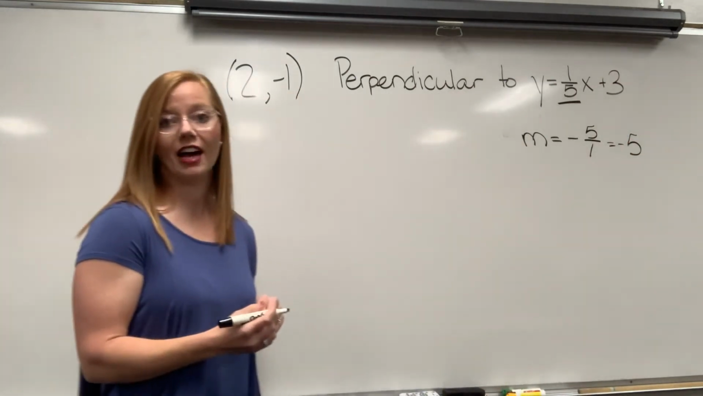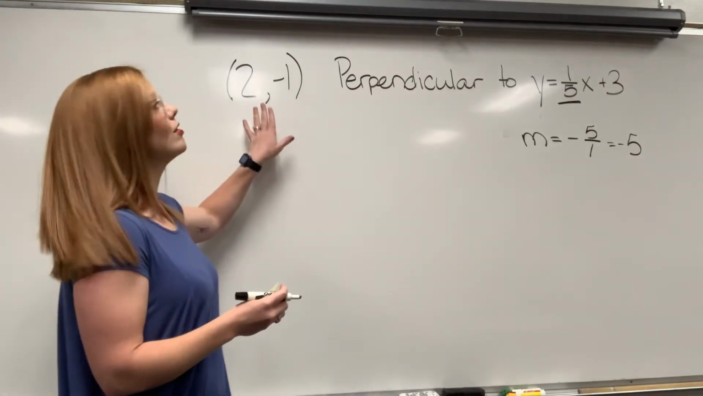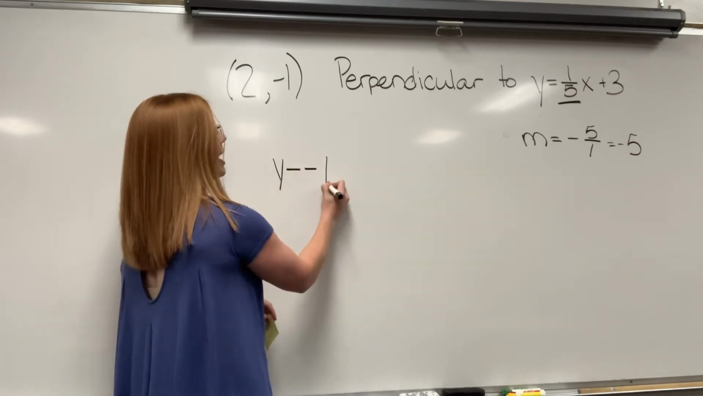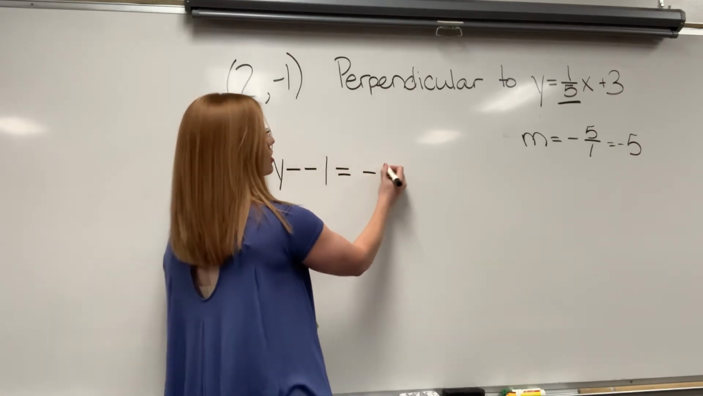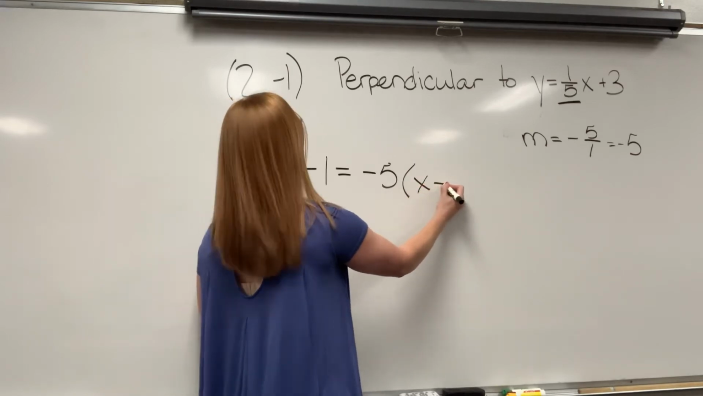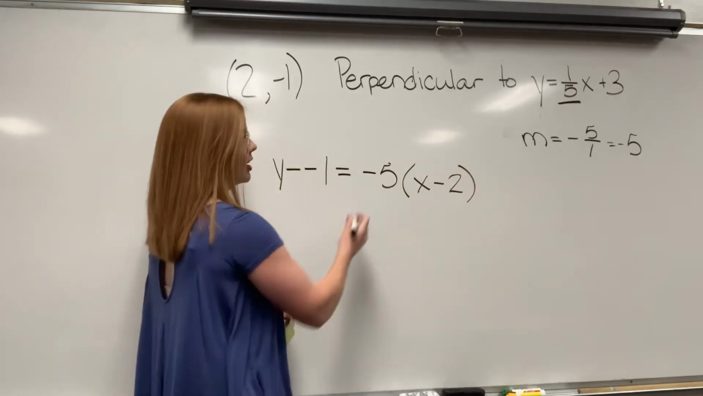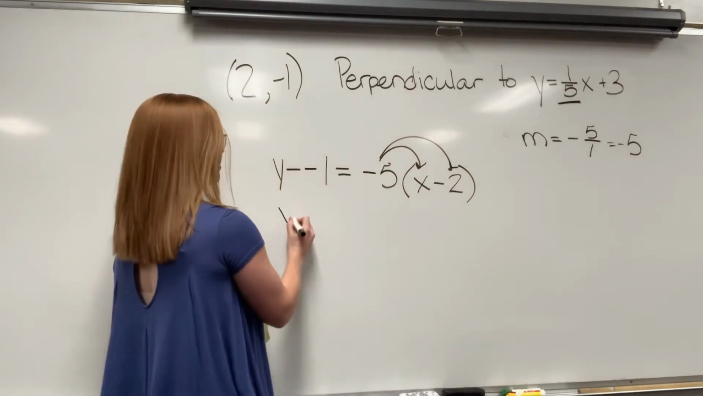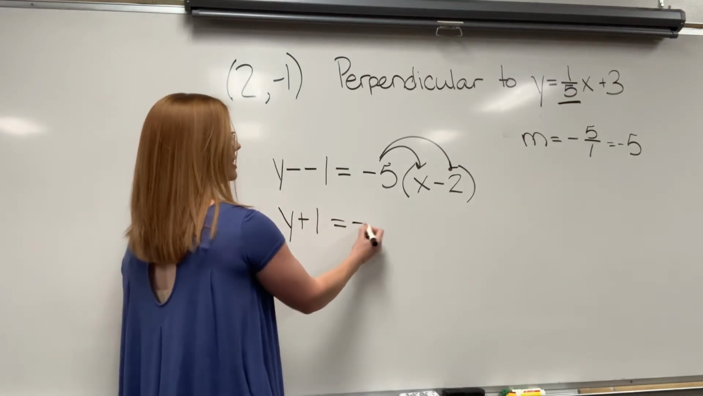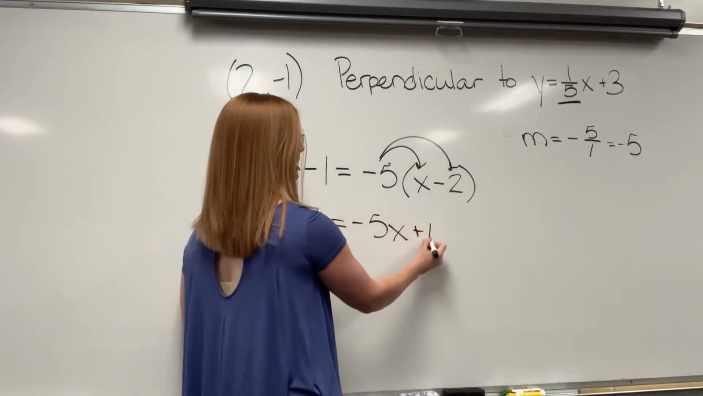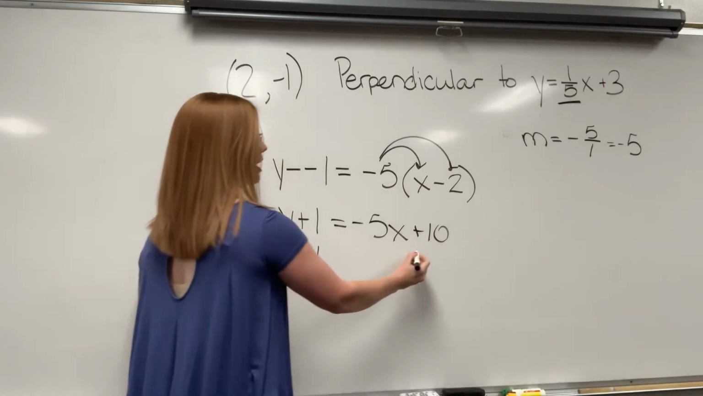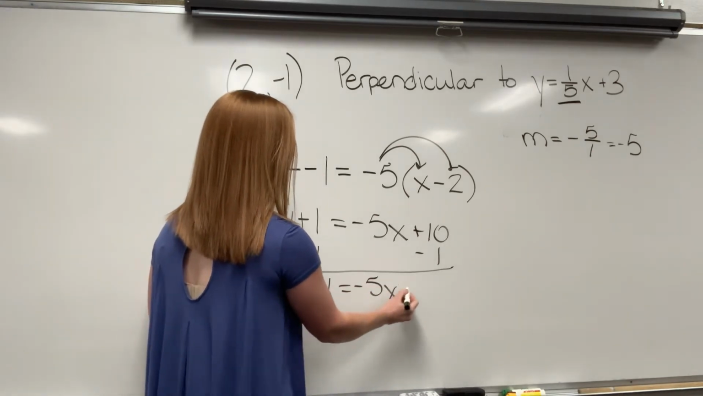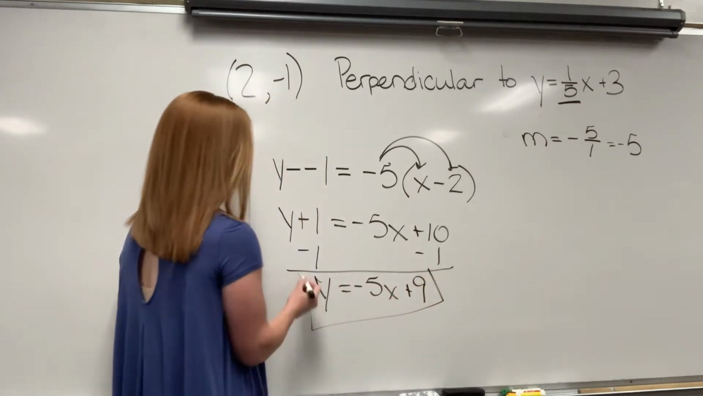just a negative 5. So now we take our slope, the point that they give me, and plug it into point slope form. y minus the y that they give me equals the slope times x minus the x that they give me. Do the distributive property with your slope. We get y plus 1 equals negative 5x plus 10. Use opposite operations to isolate your y, and we get y equals negative 5x plus 9.